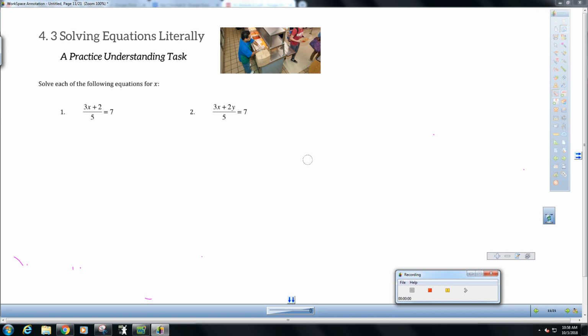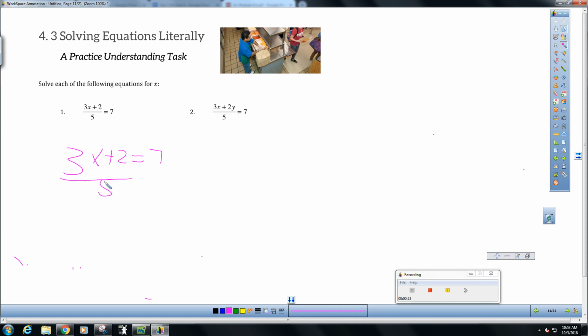Today we are working on 4-3. We are solving equations. Let's rewrite this problem: 3x plus 2, divided by 5, equals 7. So the first step is to get rid of the fraction, so we need to multiply by 5. We get 35 equals 3x plus 2.